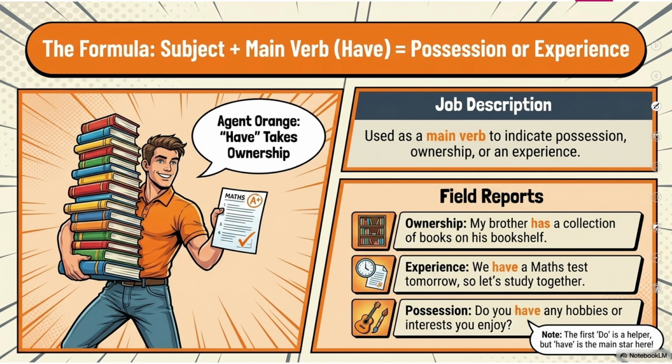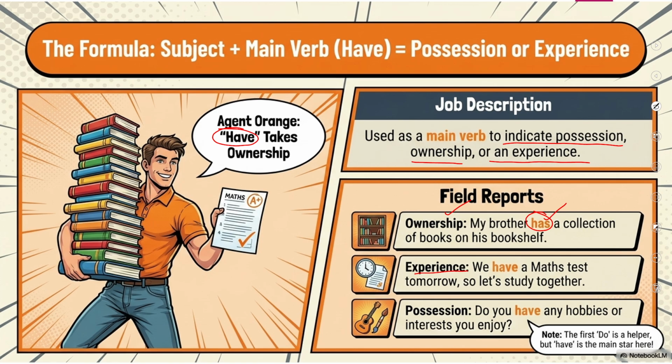Let's have a quick discussion on have. When it is used as a main verb, it indicates possession, ownership or an experience. Here we can see, in ownership: my brother has a collection of books on his bookshelves. Here has is again used as a main verb and it is showing the possession, that my brother has a collection of books on his bookshelf.